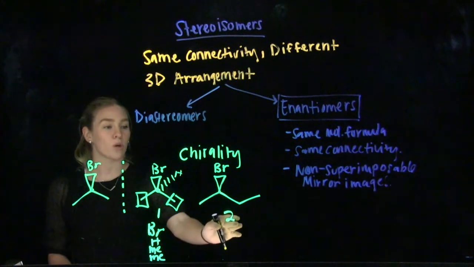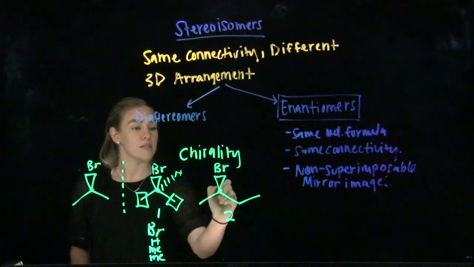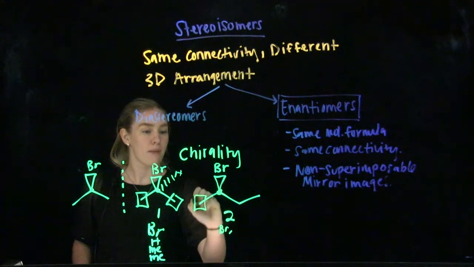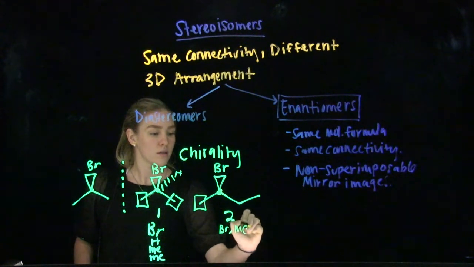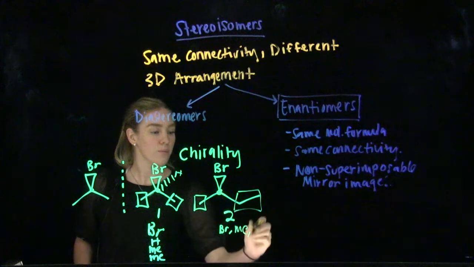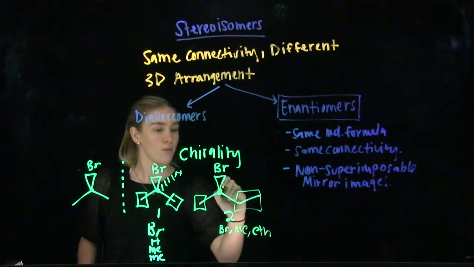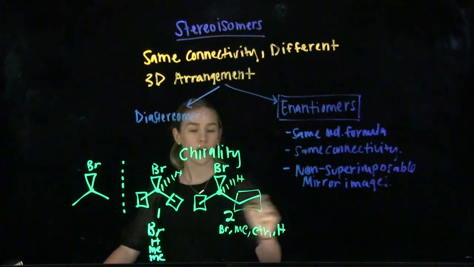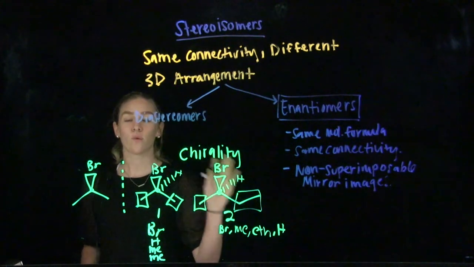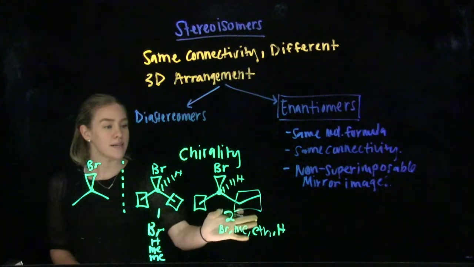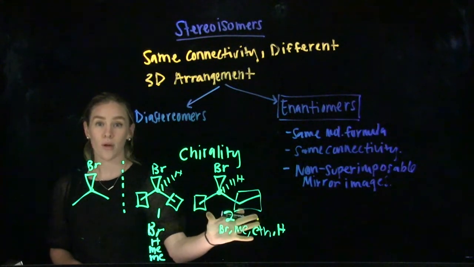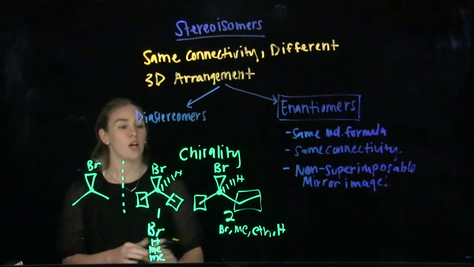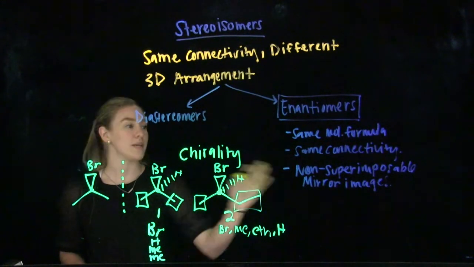However, if we look at example number 2, we have our central carbon, we have a bromine, we have a methyl group, we have an ethyl group, and then we have our implied hydrogen. So this central carbon atom has 4 different things attached. That makes this compound chiral, which means that it could have an enantiomer. If I drew the mirror image of this chiral compound, it would be the enantiomer of it.